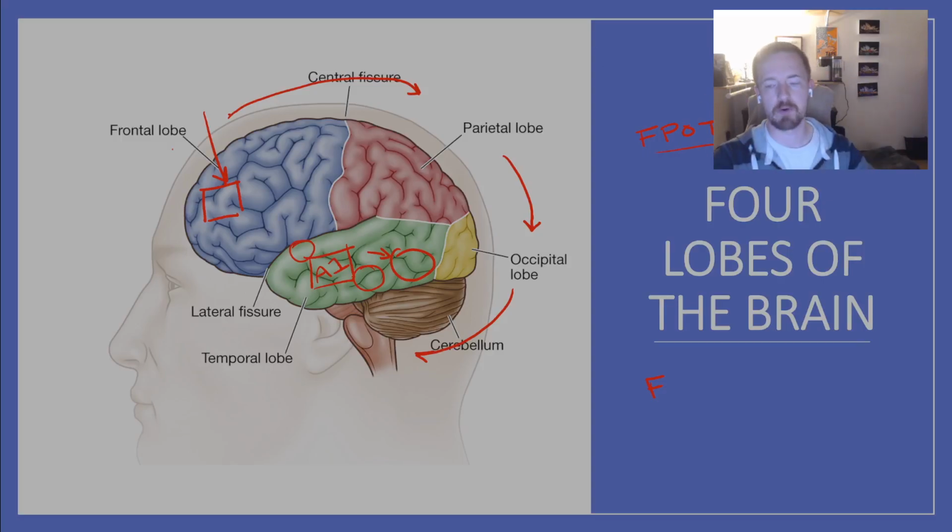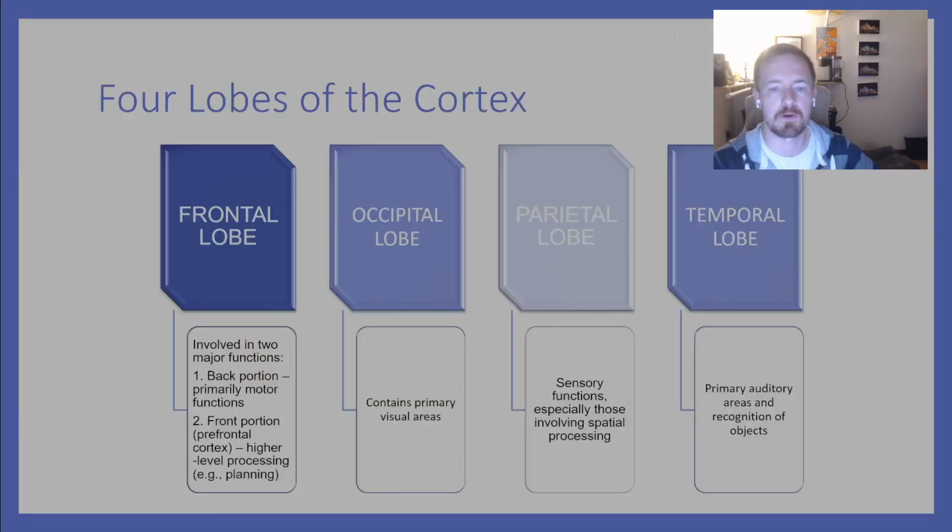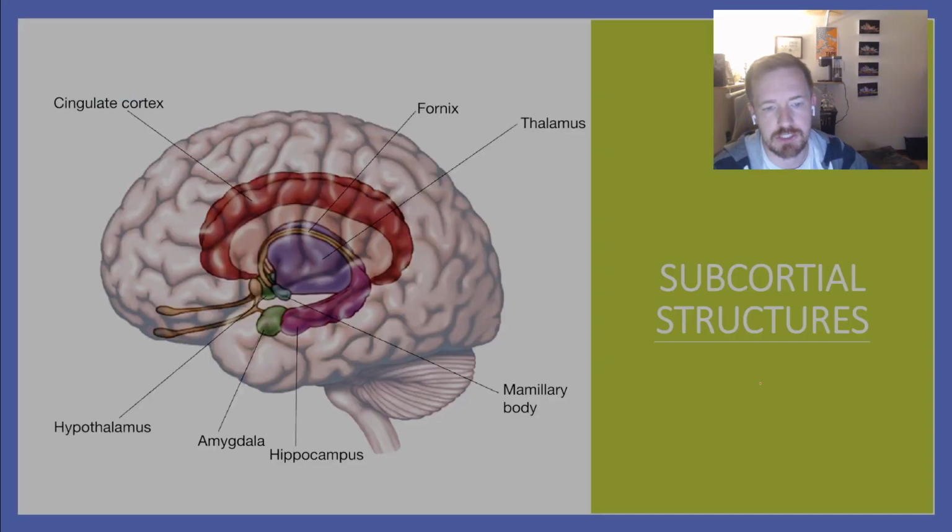So hopefully it's memorable and it'll help you when you think, oh, I forgot, there's one lobe I'm missing, I don't remember what it starts with. Remember FPOT: frontal, parietal, occipital, temporal. So, frontal lobe, as I mentioned, is going to be used for planning. I didn't use planning as an example, but planning, higher level processing. The occipital lobe is for vision, the parietal lobe is for spatial processing, and the temporal lobe is for recognition of objects and also language and audition and hearing.